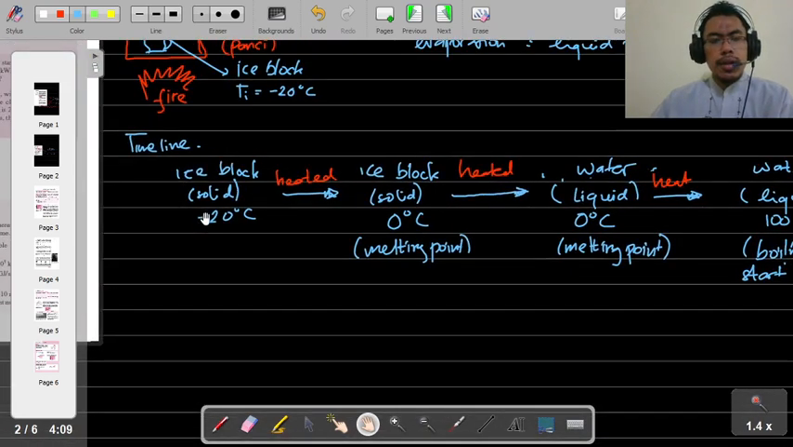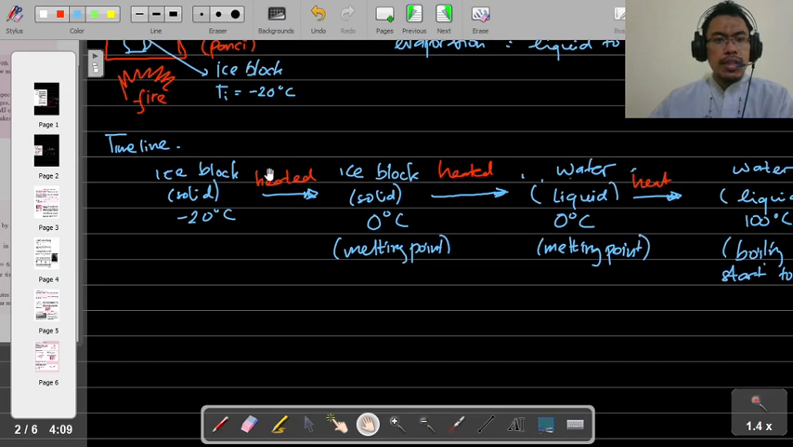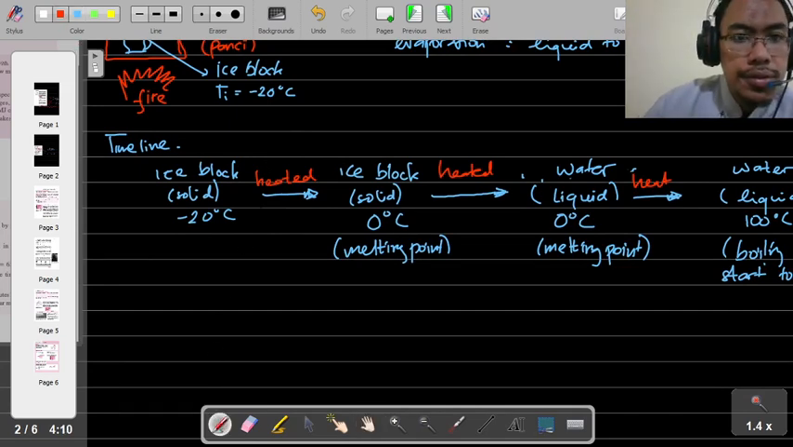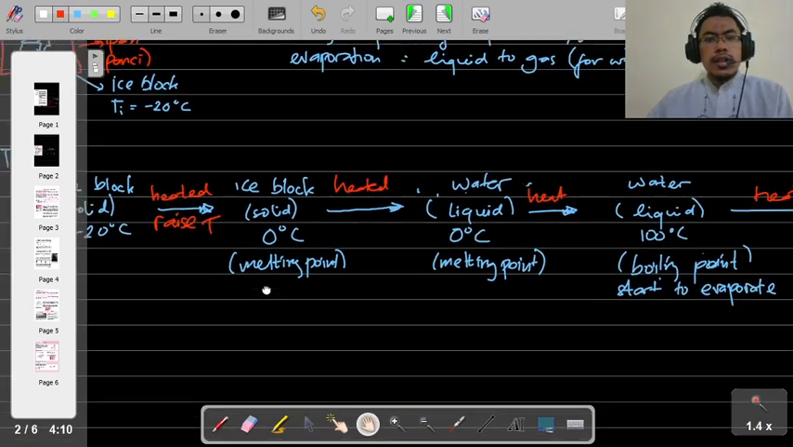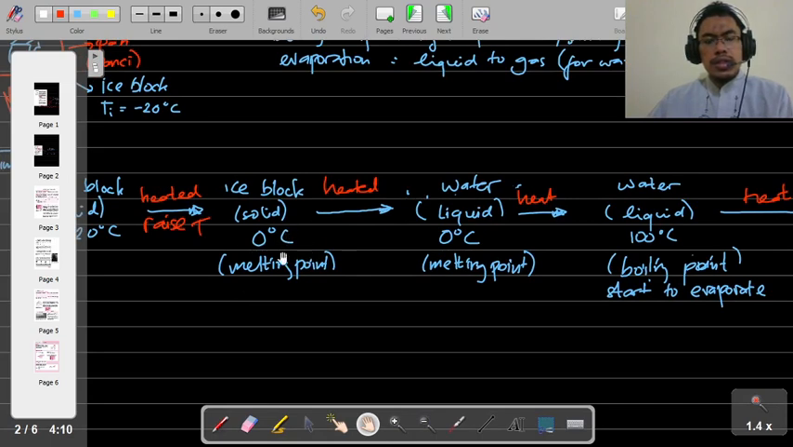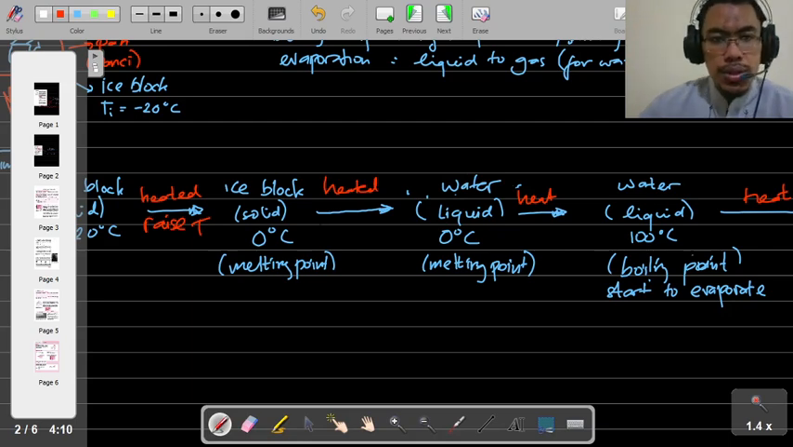So start from ice block minus 20 degree of Celsius, we put heat, and then the heat is used to raise temperature. And then from this one to this one, the temperature is same, it is 0 degree of Celsius, and also for this 0 degree of Celsius, but the ice block, which is solid, transform into liquid water. So the heat here is used to change phase.